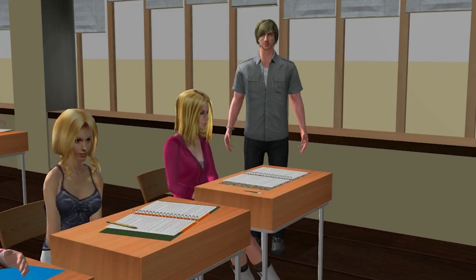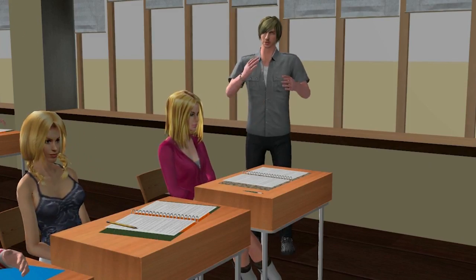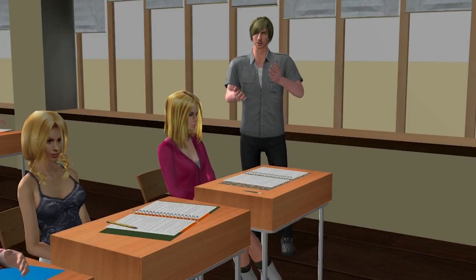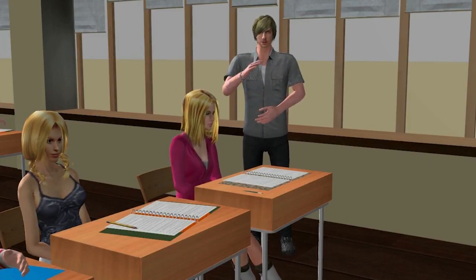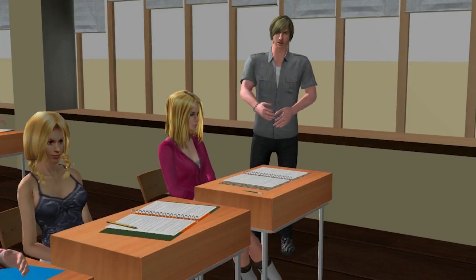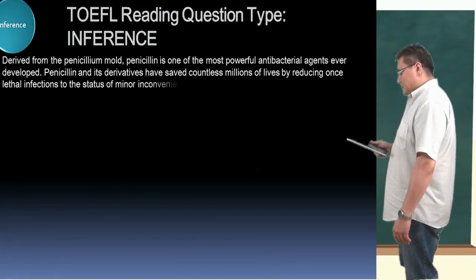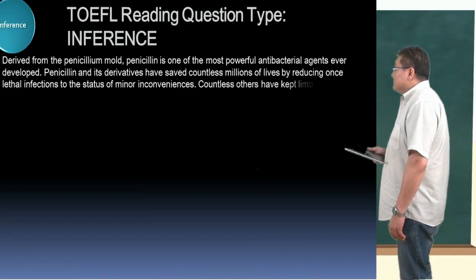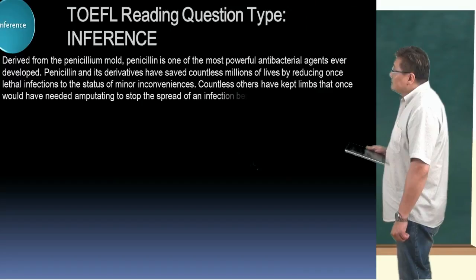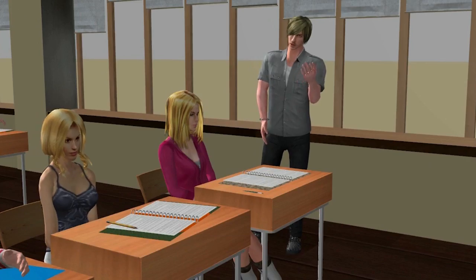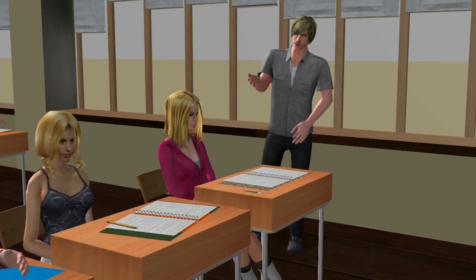Derived from the penicillium mold, penicillin is one of the most powerful antibacterial agents ever developed. Penicillin and its derivatives have saved countless millions of lives by reducing once lethal infections to the status of minor inconveniences. Countless others have kept limbs that once would have needed amputating to stop the spread of an infection because penicillin stopped that spread in its tracks.